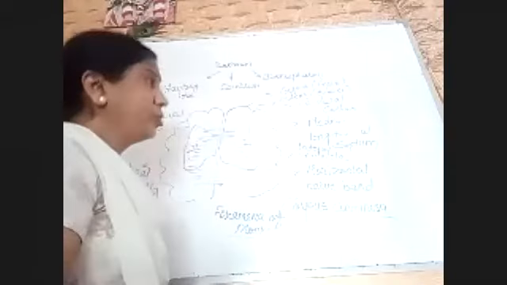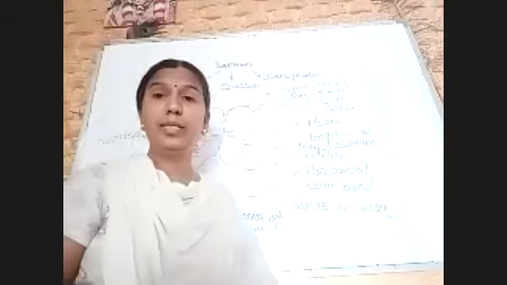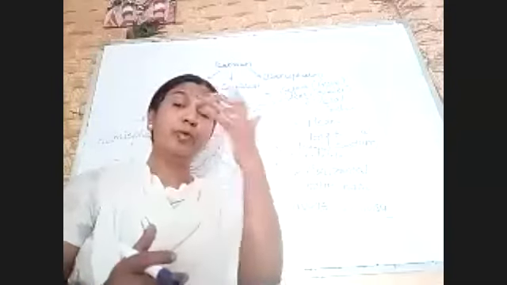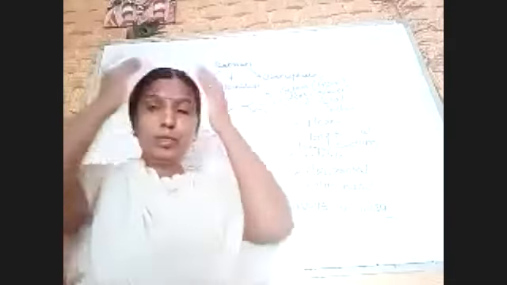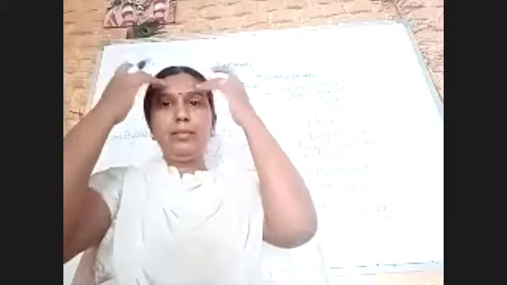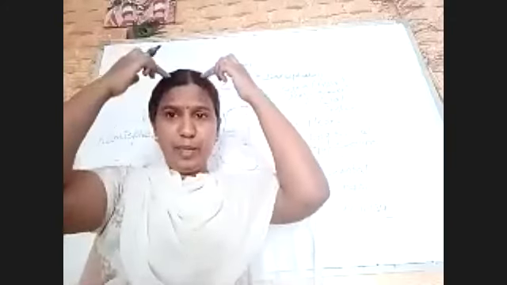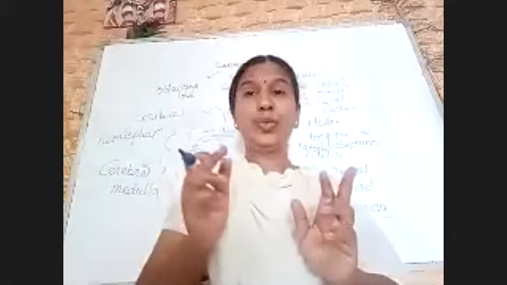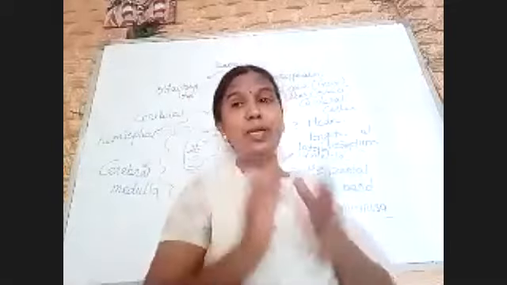Here the names of these lobes are given on the basis of the skull bones. Here the frontal bone is there, here the parietal bone is there, here the occipital bone is there, and here the temporal bone is there. तो इसी से ब्रेन के लोब्स के भी नेम्स दिए हुए हैं.